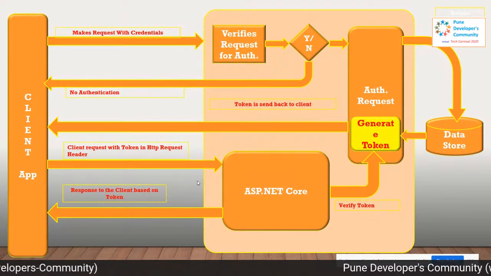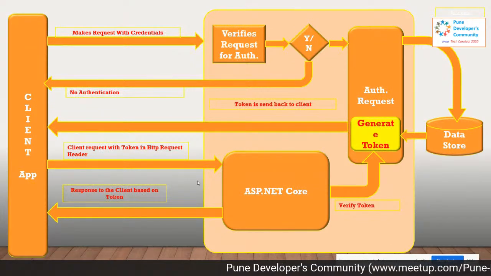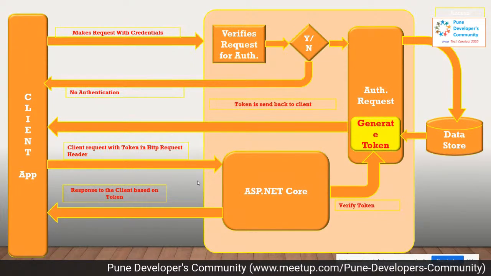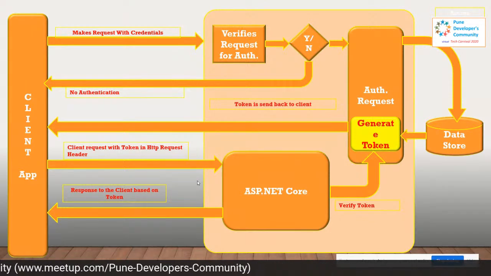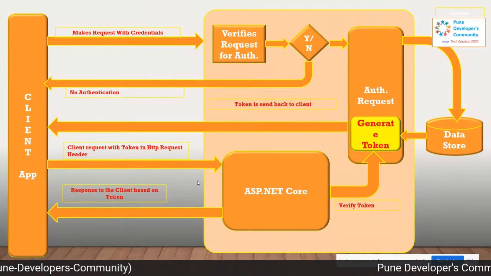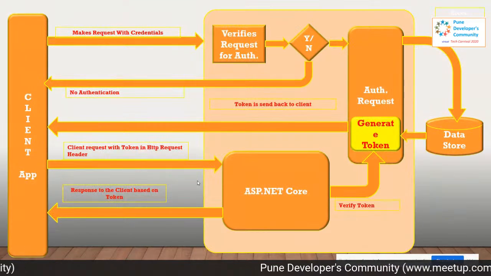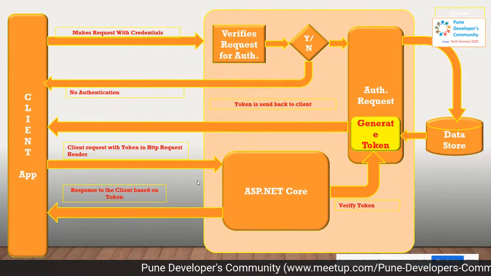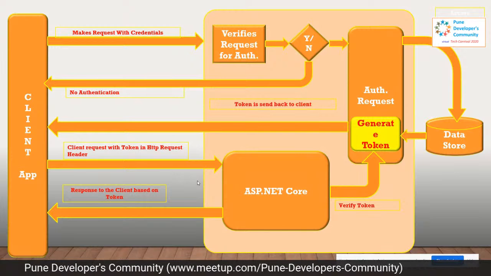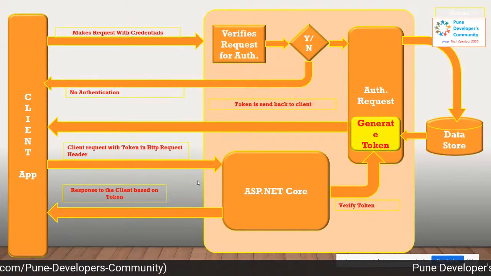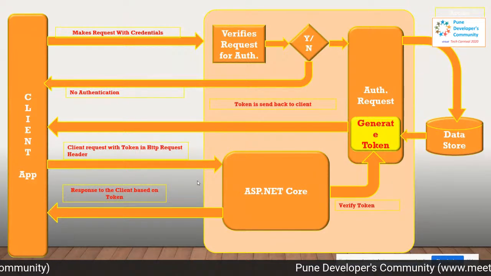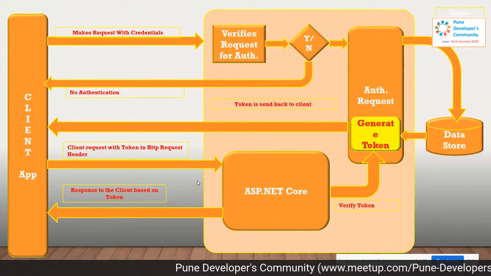Now the questions are: why are authentication and authorization at a lower level in the pipeline, and why is exception handling on the top? There are some reasons behind it. Middlewares are supposed to get executed when the request is received.